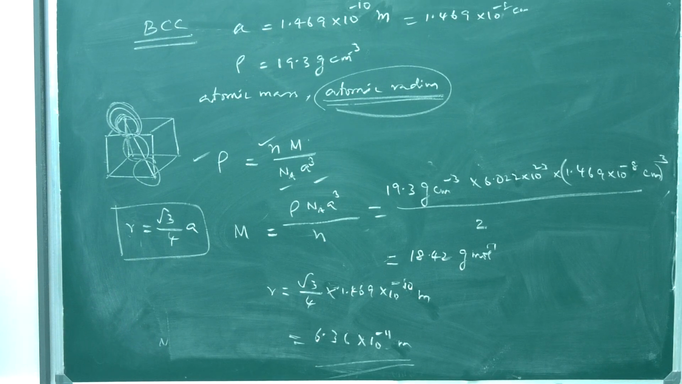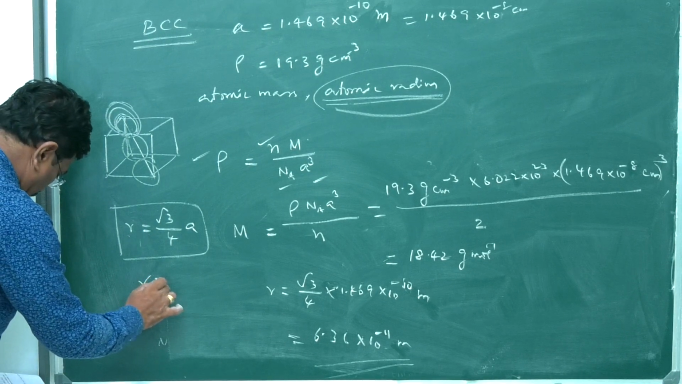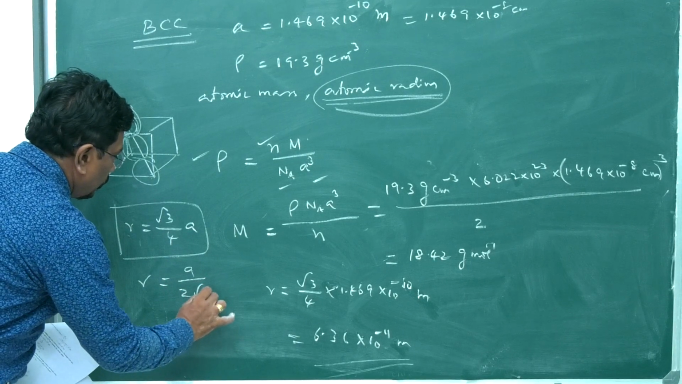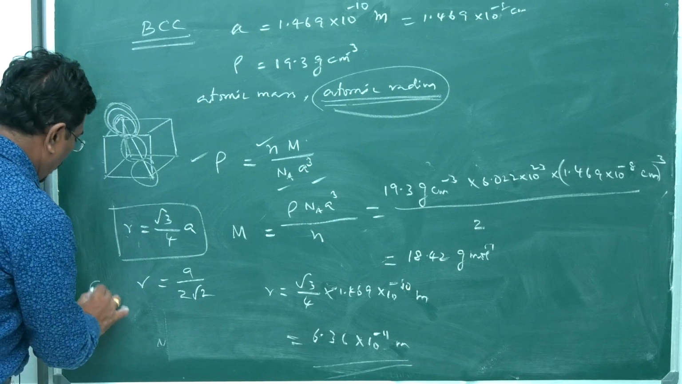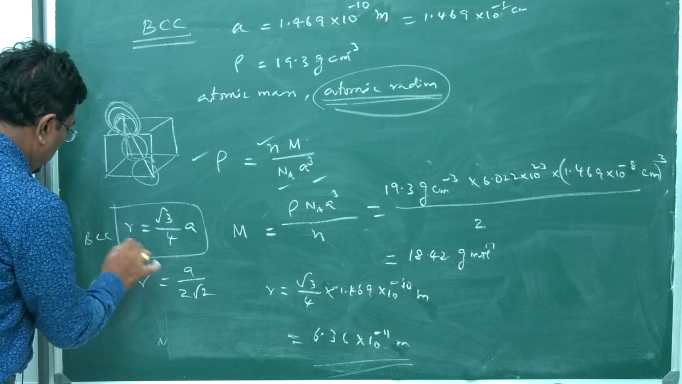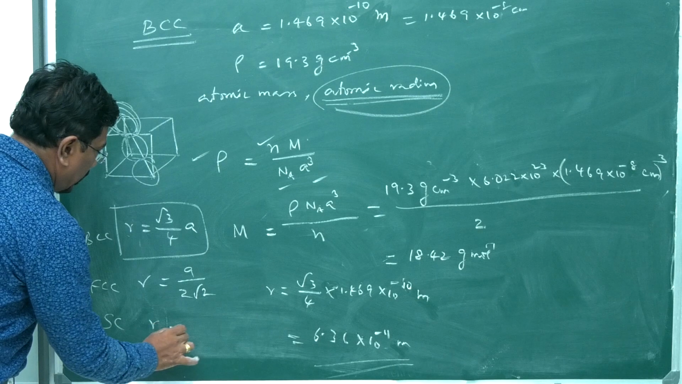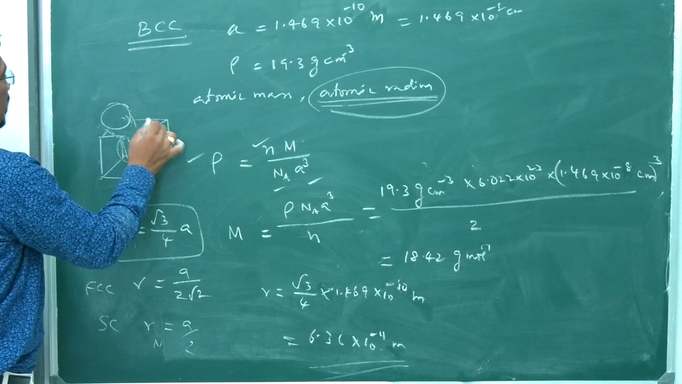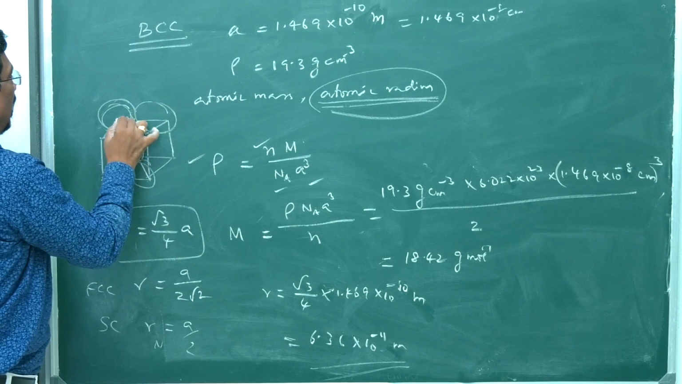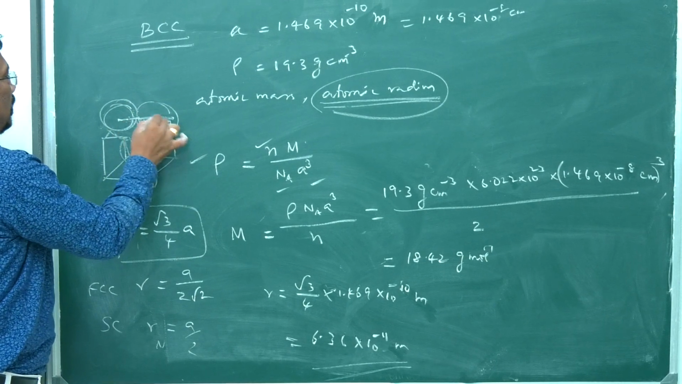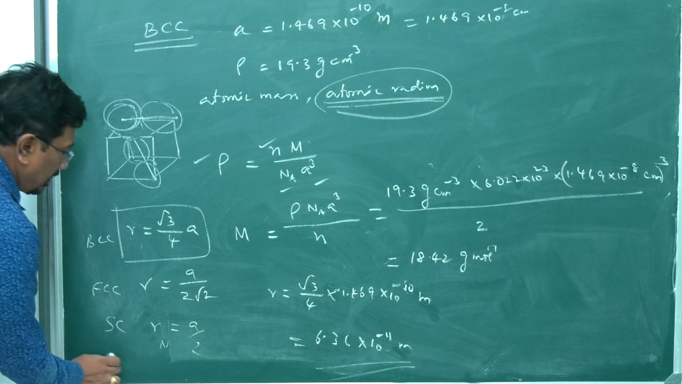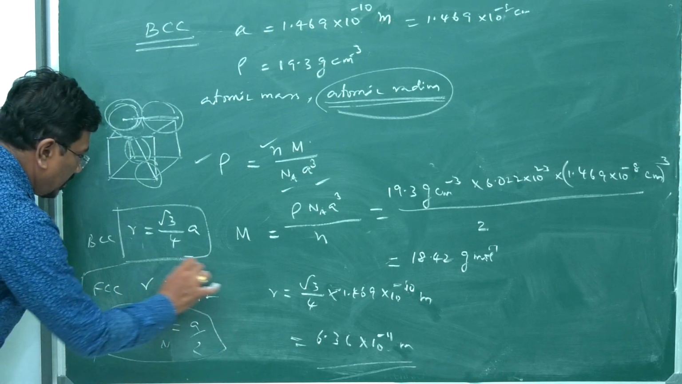For FCC, you may be knowing r is equal to a by 2 root 2. It is for FCC. That was for BCC. For simple cubic, r is equal to a by 2. Because in the simple cubic, it is like this. The atoms will be touching each other, and therefore 1, 2, 2r is equal to a. Therefore, r is equal to a by 2. For SC, this is the case. For FCC, this is the case.